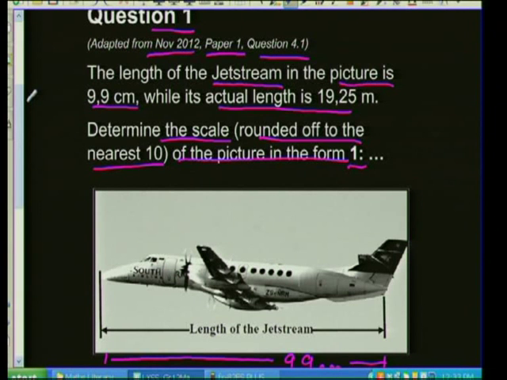Reread the question. So determine the scale rounded off to the nearest 10. I've done that in the picture in the form of a scale. And now I know I've got it right. I can move on to the next question.